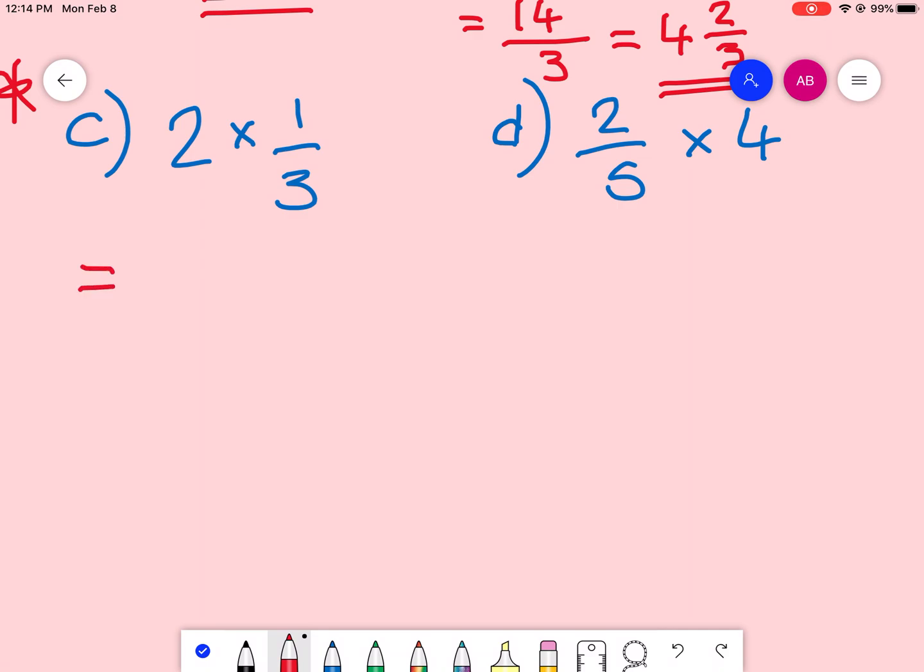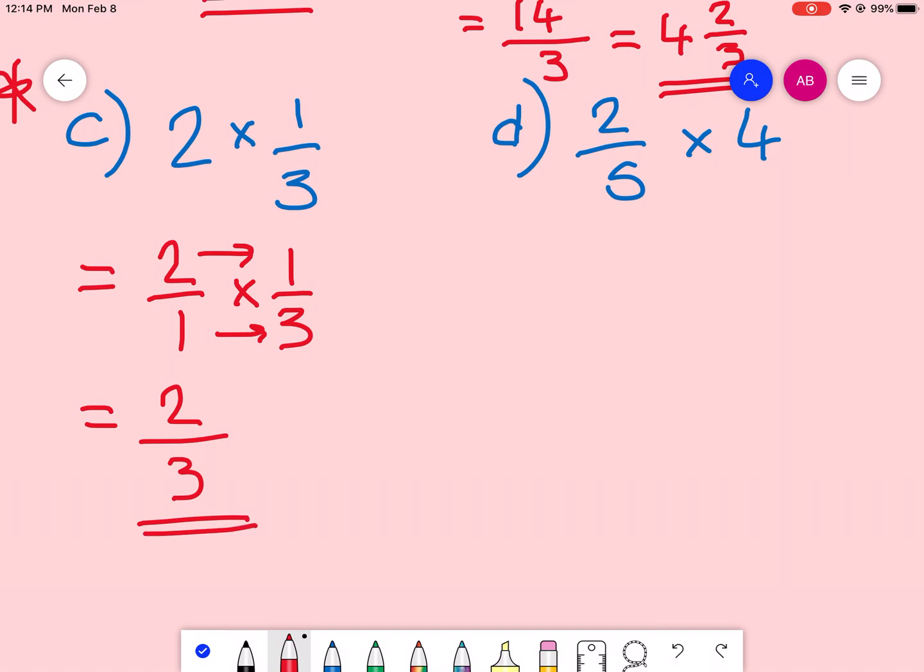So the first thing we have to do when we have a whole number to multiply, to add, subtract, or to divide from one of our fractions is to change it into a fraction itself. So 2 becomes 2 over 1 times 1 over 3. Now we have two fractions to multiply, so multiply across the top, multiply across the bottom. 2 times 1 is 2, 1 times 3 is 3. So 2 over 3.